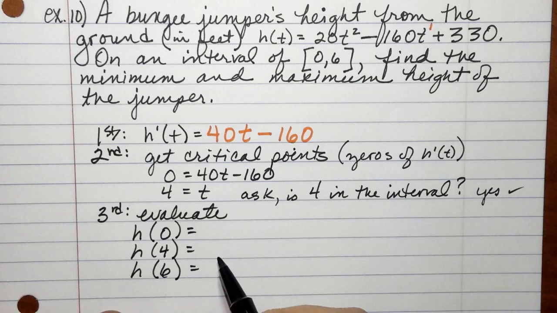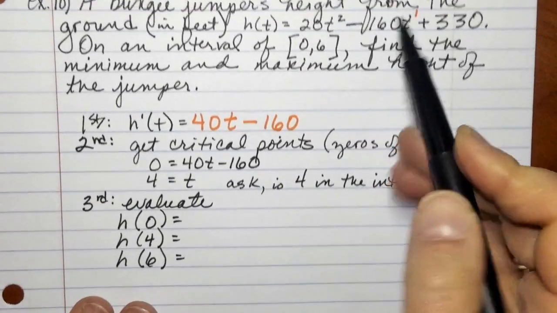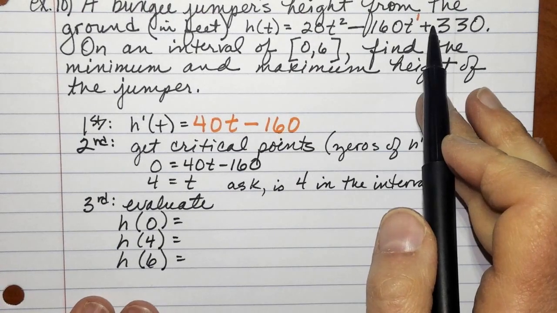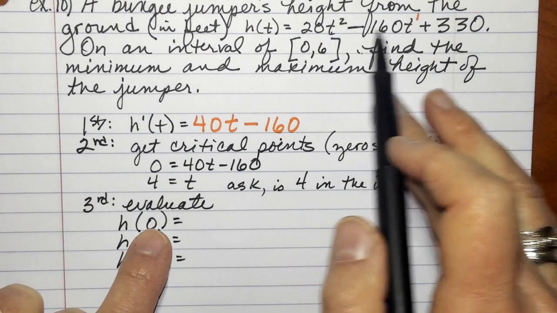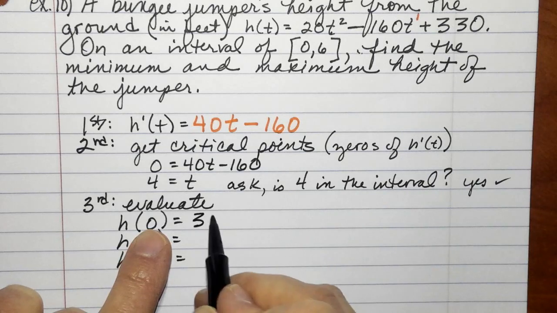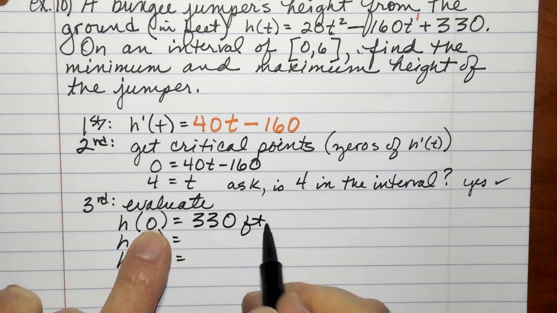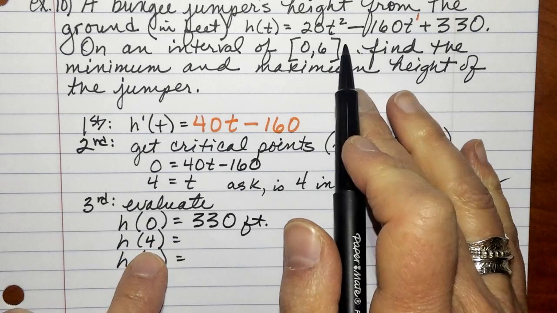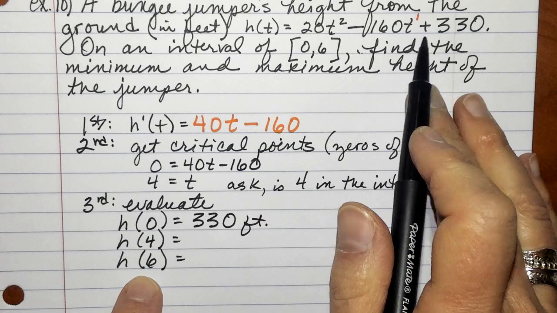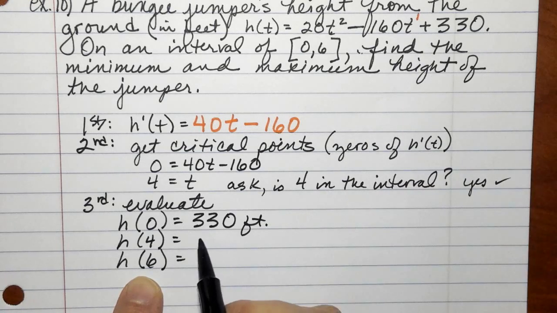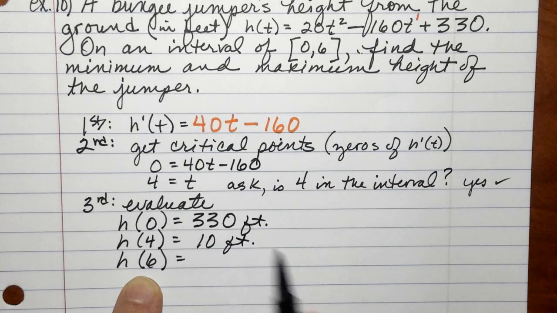You can do that several different ways. You can put this in y equals and look at the table, or you can plug in these values. The 0 we can do right now. If t is 0, then we're at 330 feet. If t is 4, you can do this in the calculator with the table or evaluate it yourself, but you will find that if you evaluate at 4, it's 10 feet. If you evaluate at 6, it's back up to 90 feet.